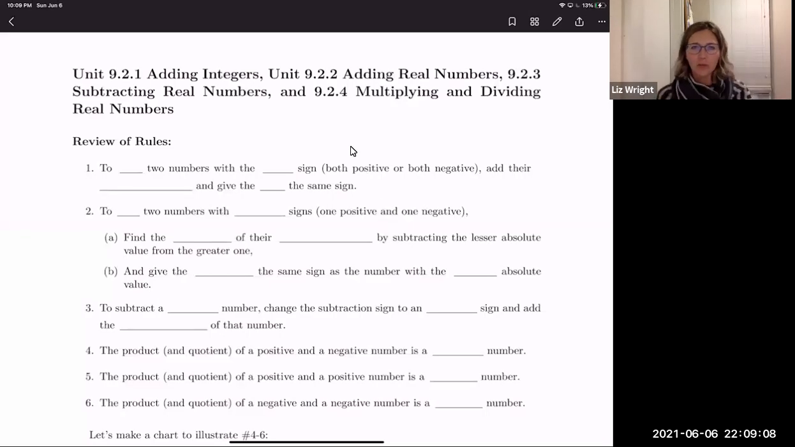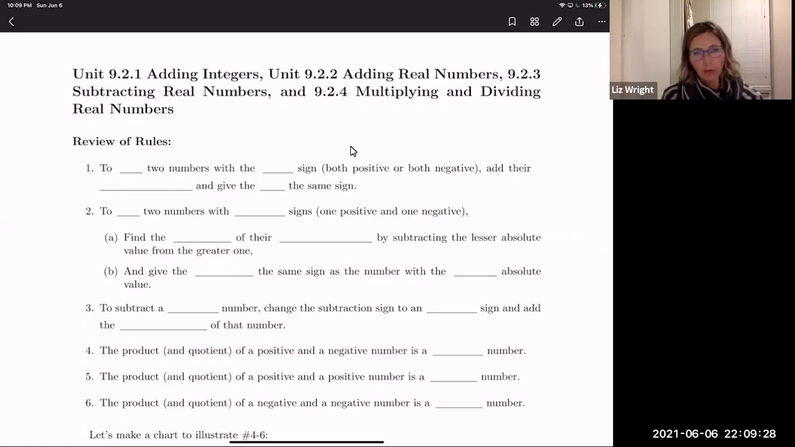Hi, everybody. In this video, we are going to be talking about several different topics. You can kind of see them all listed out at the top of the screen there. So we're going to be looking at adding integers, real numbers. We're going to be subtracting real numbers. And we're going to be multiplying and dividing real numbers.